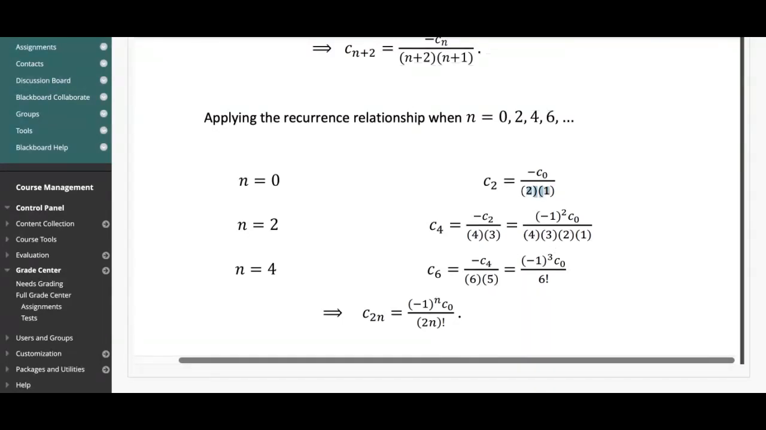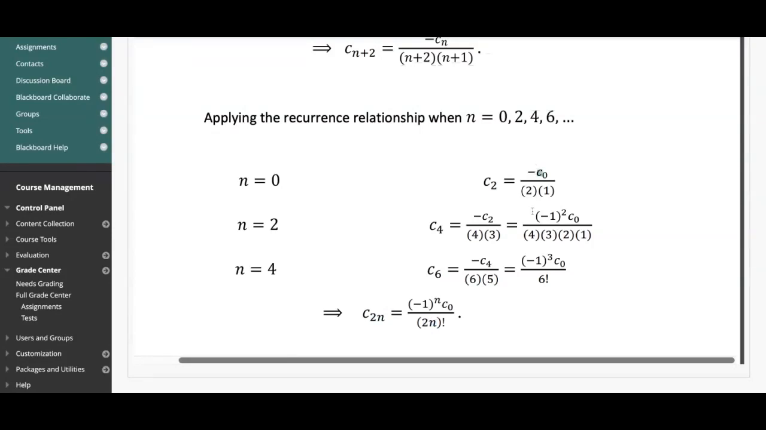2 times 1. Right, so this factorial. 4 times 3 times 2 times 1 is this factorial. So on and so forth, that's this factorial. So it's the position being factorial. So this is C2n, so it's 2n factorial.